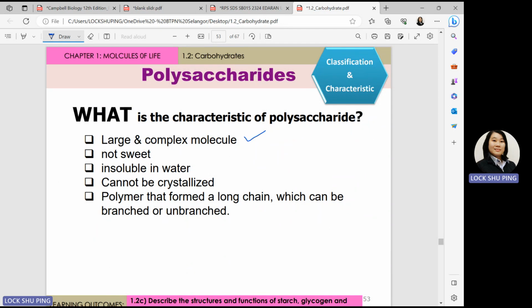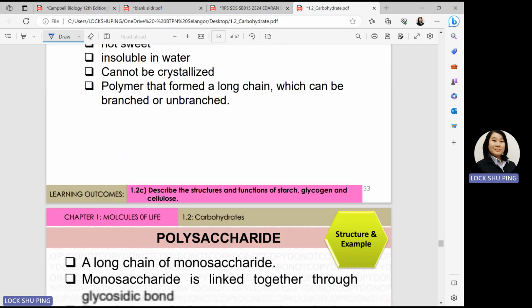They are not the same as disaccharides and monosaccharides. When you taste a polysaccharide, it has no sweetness. They are normally insoluble in water because they are too large. They do not form crystals. And they are polymers, very long chains, which can be branched or unbranched.